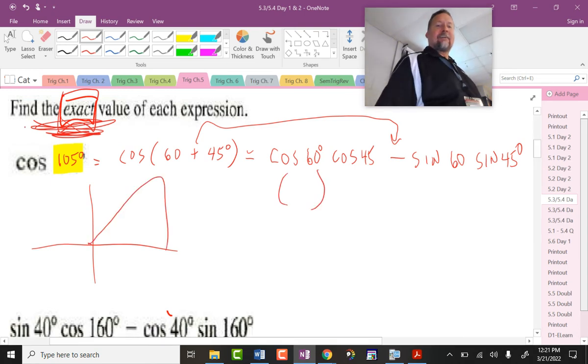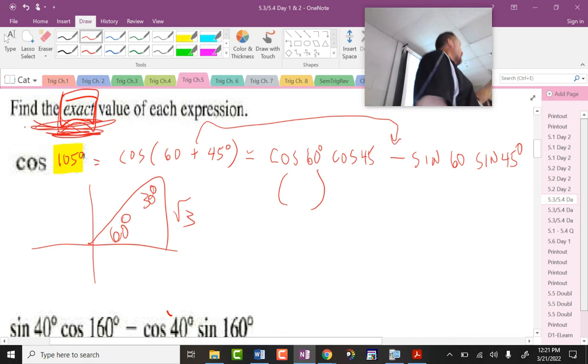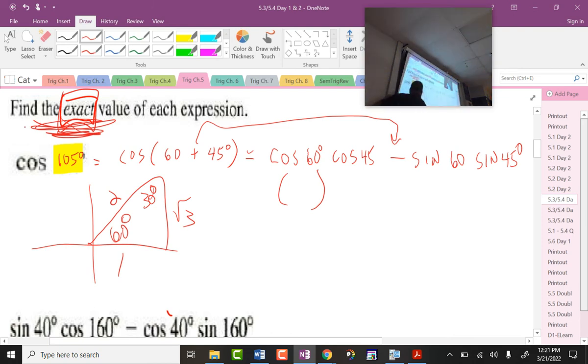Okay, we're going to draw it. Here's 60. Here's root 3. Here's 30. Where's he getting these from? Chapter 1, 2, and 3. All right? 1 and then 2. This drives me nuts. Still, students that can't do this.